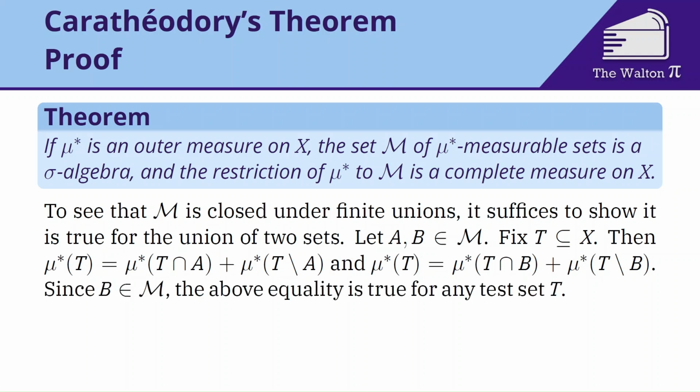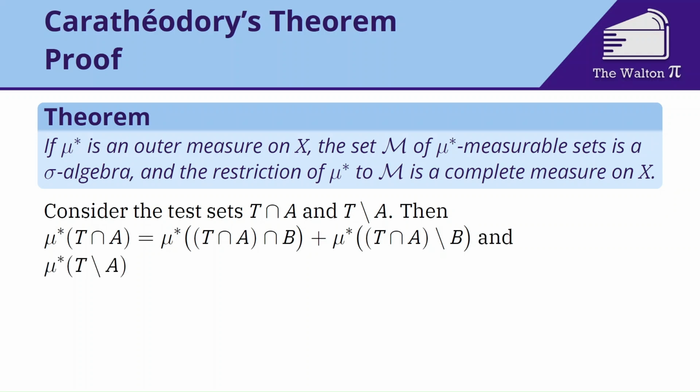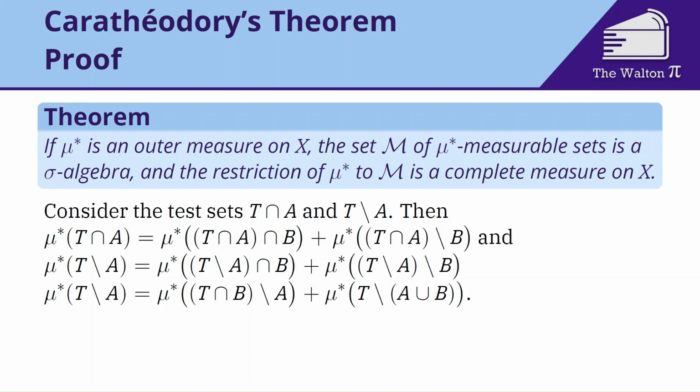Since B is in M, the above equality is true for any test set T. So let's consider the test sets T intersect A and T minus A. We're doing this so that we can construct exactly what we need for A union B. So mu star of T intersect A is mu star of T intersect A intersect B plus mu star of T intersect A minus B, and mu star of T minus A is mu star of T minus A intersect B plus mu star of T minus A minus B, which we can rewrite as mu star of T intersect B minus A plus mu star of T minus A union B.